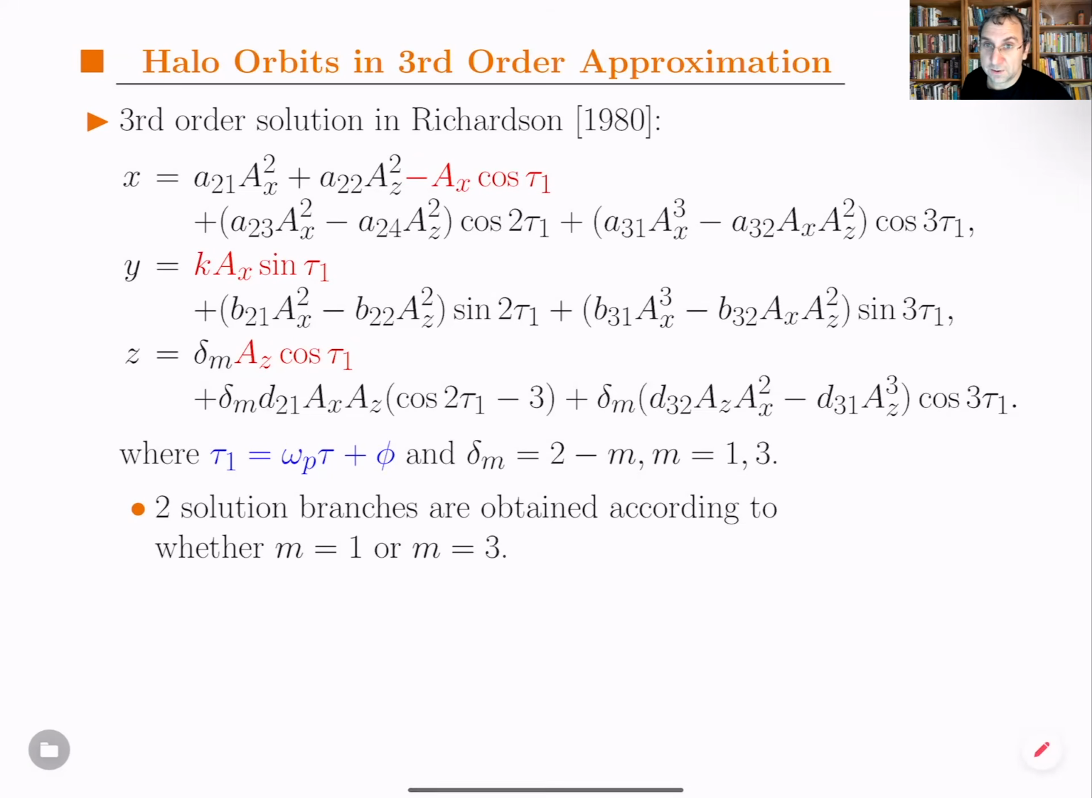So Richardson's third order solution, we're not writing the ODEs anymore. This is what he found as the solution using the Lindstedt-Poincaré method, is this. So we've got x, y, and z, and it's all periodic in time. And it also has two solution branches. And it depends on whether this integer m is either 1 or 3. Later we'll interpret that as, we call these either northern or southern halo orbits. So they spend most of their time either above the ecliptic plane or below the ecliptic plane.